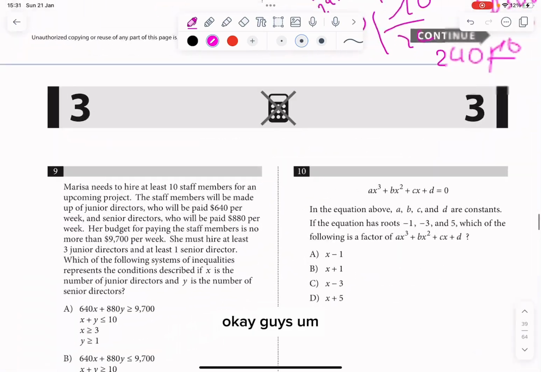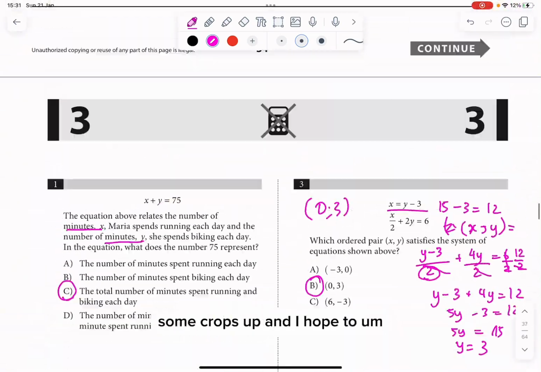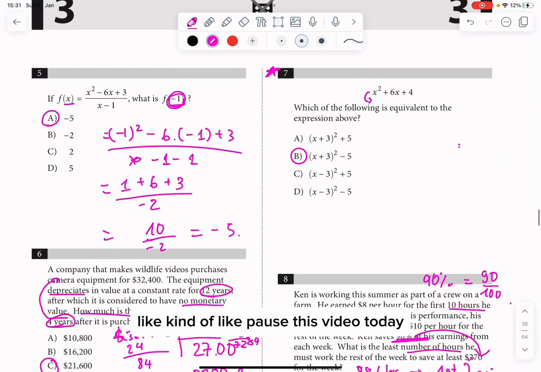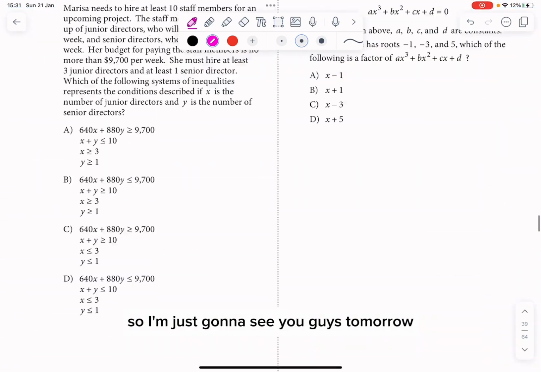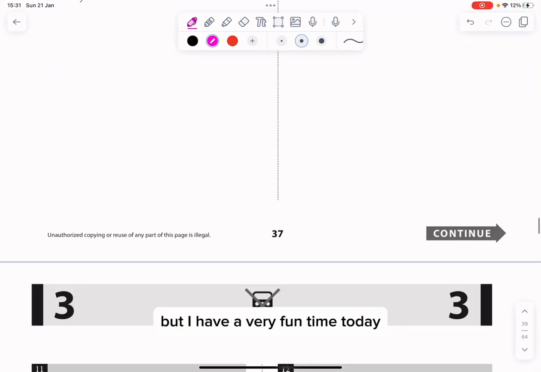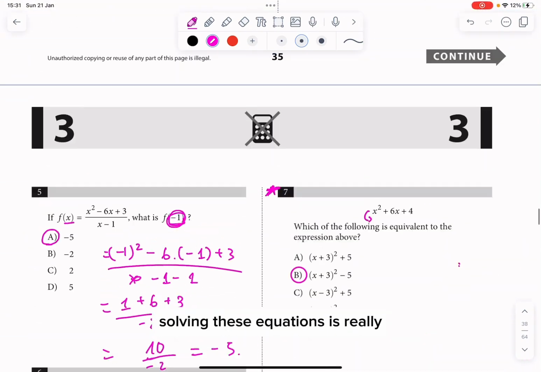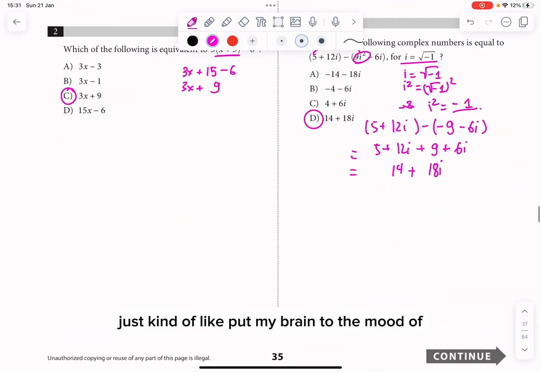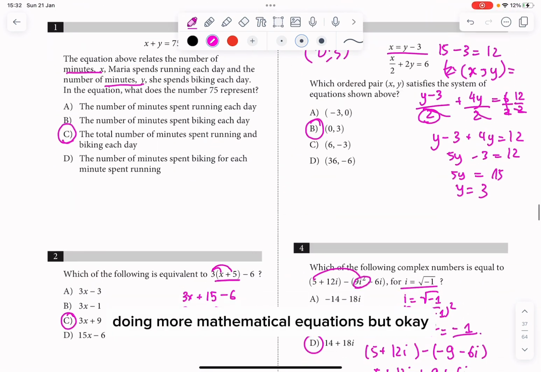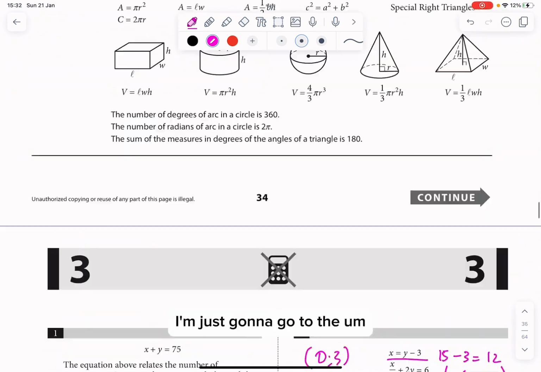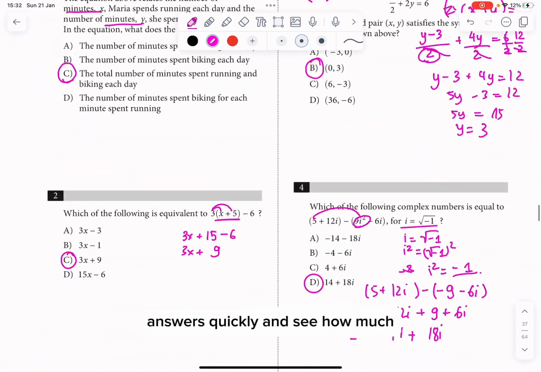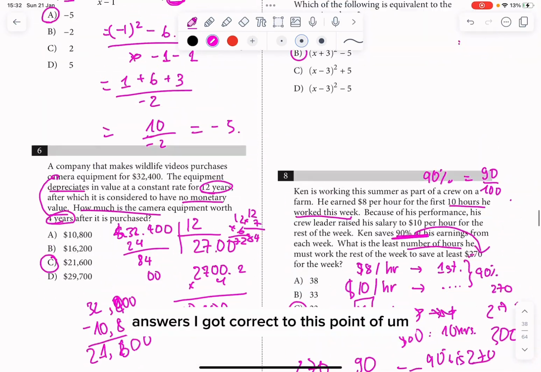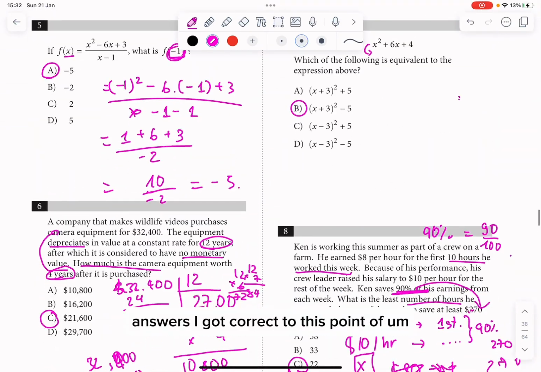Okay guys, something cropped up and I have to pause this video today, so I'm just going to see you guys tomorrow. I'll solve the rest of this later, but I had a very fun time today solving these equations. It really put my brain into the mood of doing more mathematical equations. But for the sake of this video, I'm just going to go to the answers quickly and see how many I got correct up to question number 8.